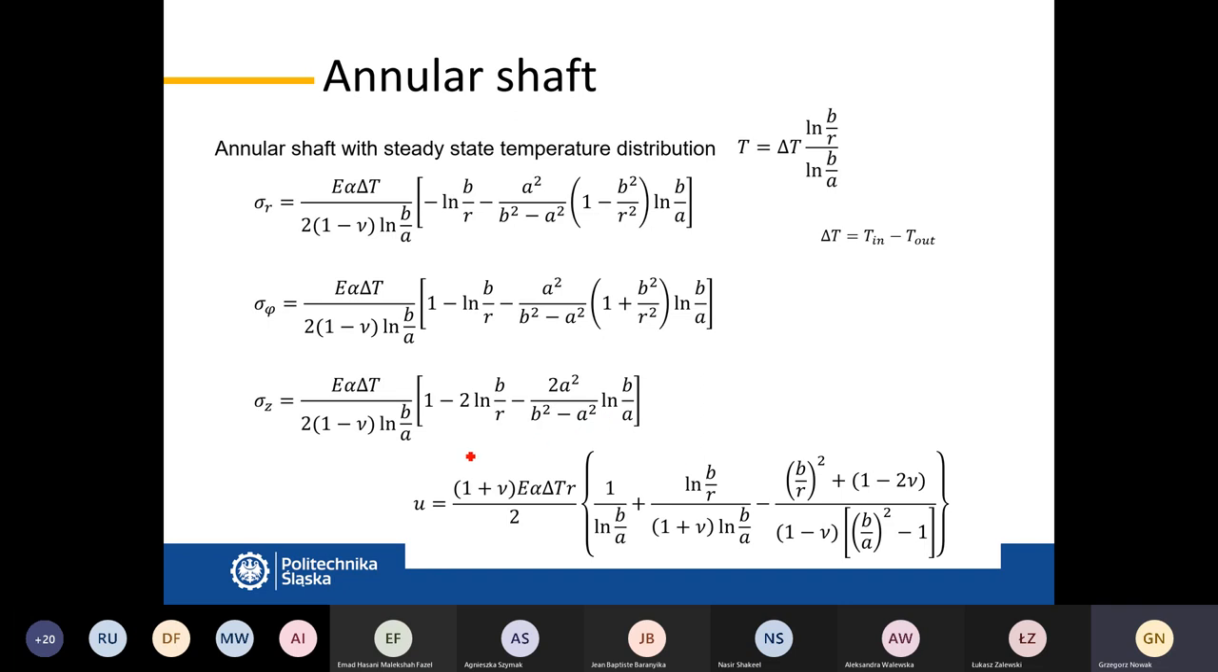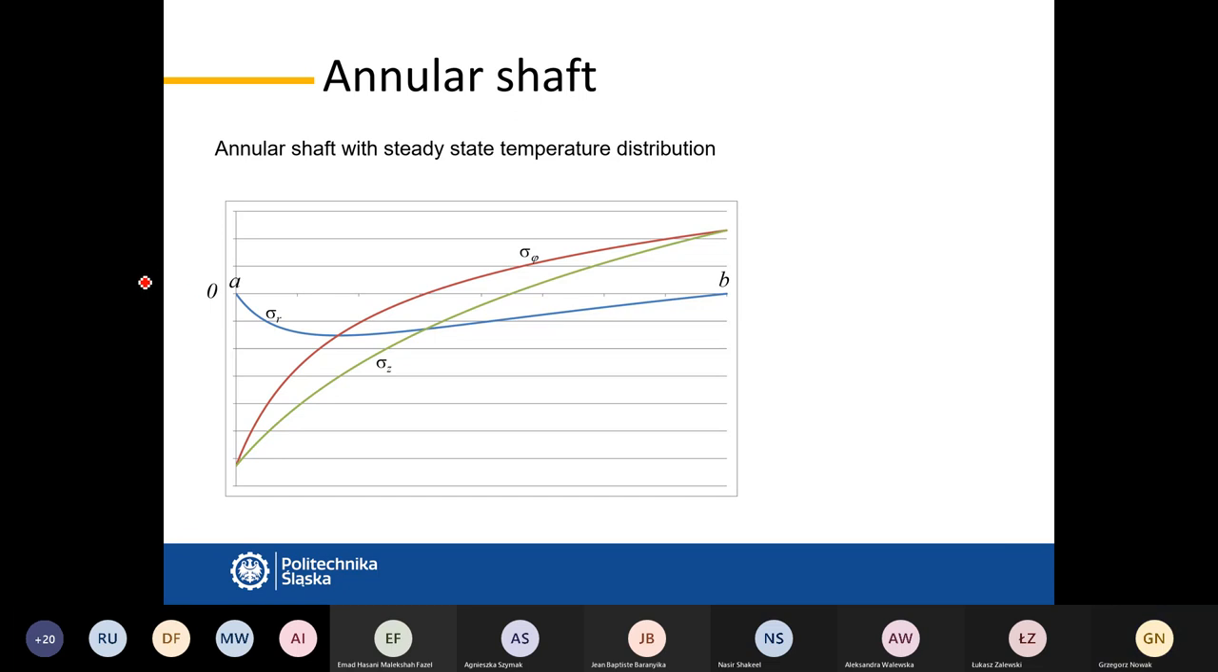And if you draw this result on a diagram, you will observe that this is the radial coordinate, so this is r. Here we start at a, so this is the internal radius, and this is the external radius. So what happens inside the material? Radial stress is 0 at the ends. It grows up, reaches a maximum, and goes to 0. The maximum is quite close to the internal surface.